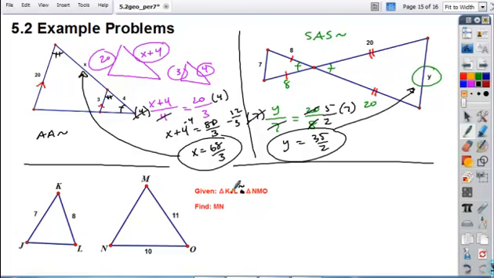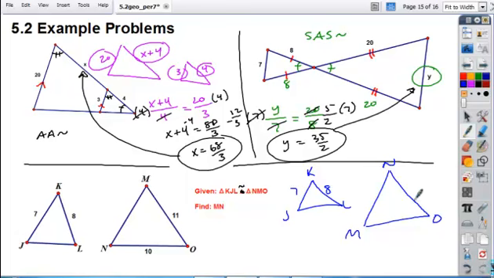KJL, so K corresponds to N. So they're not drawn in the same orientation. So my suggestion would be to redraw your figures so that they are in the same orientation. So here's JKL. So K corresponds with N, so that goes on top. M corresponds with J, so that goes to the bottom left. And O corresponds with L, so that goes to the bottom right. If you do that and then label your pieces, so JK is 7, KL is 8, MO is 11, and NO is 10. It's now easier to solve it visually because you can set up your proportion.